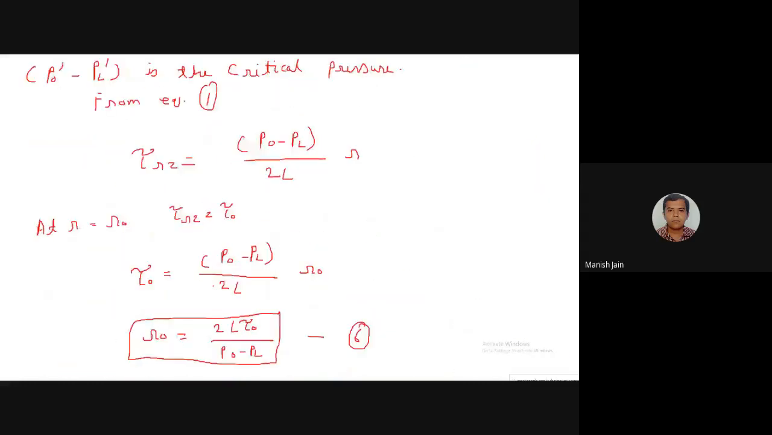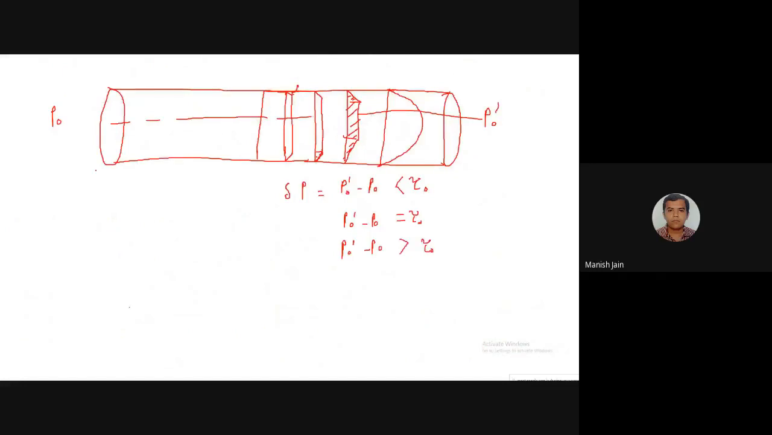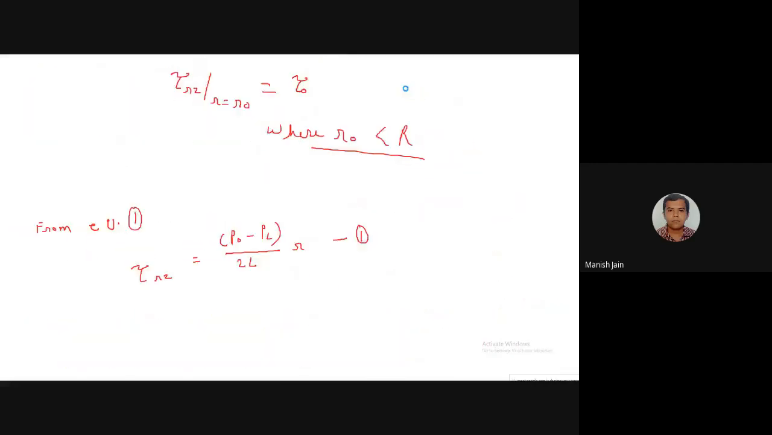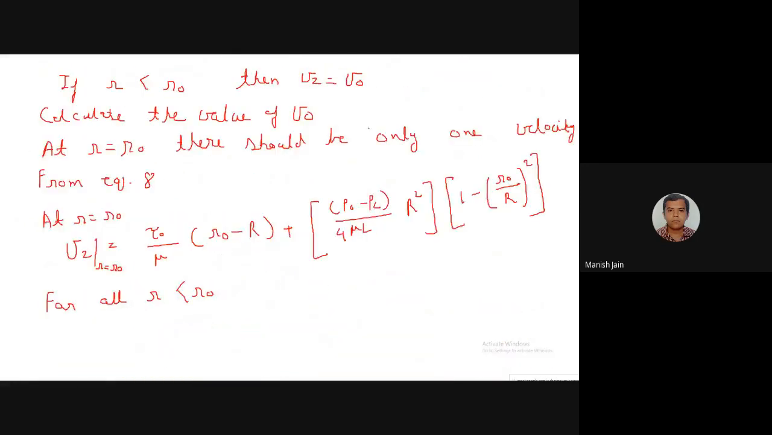If you check the diagram, here we have calculated the value of r naught at this point. At this point we have calculated the value of Vz at r naught. Now when you move inward, if r is less than r naught, then you have a constant velocity that should be equal to Vz at r naught. So for all r less than r naught, Vz should be equal to V naught, and that should be equal to Vz at r equal to r naught.